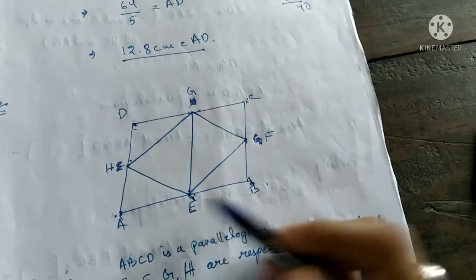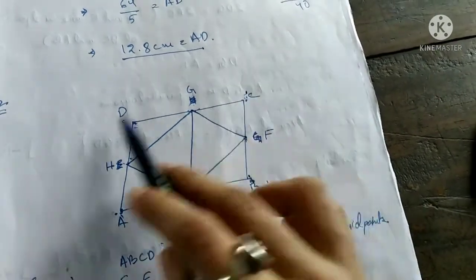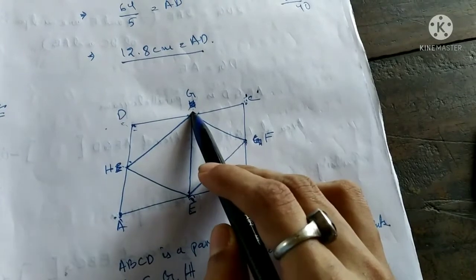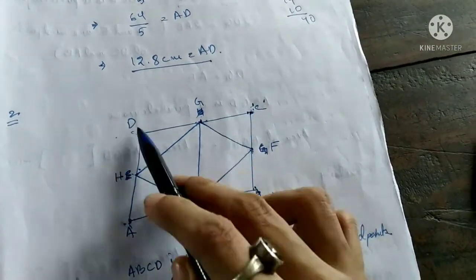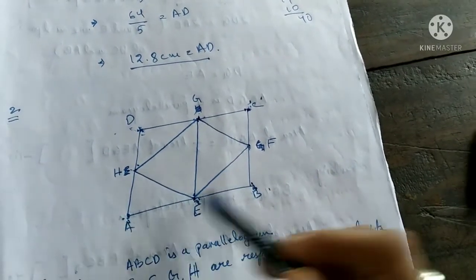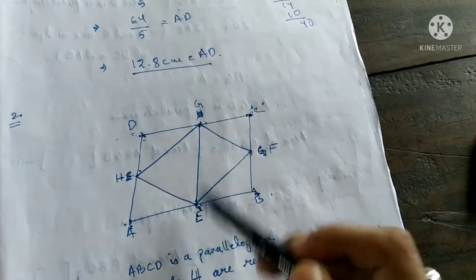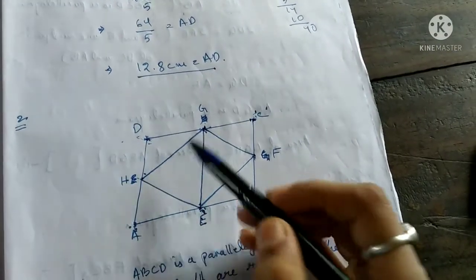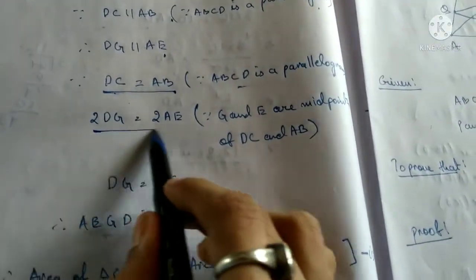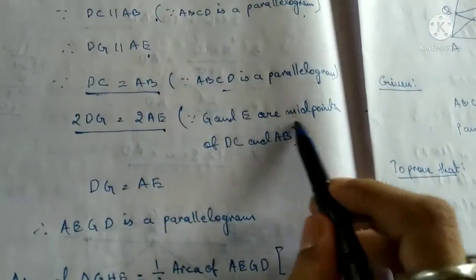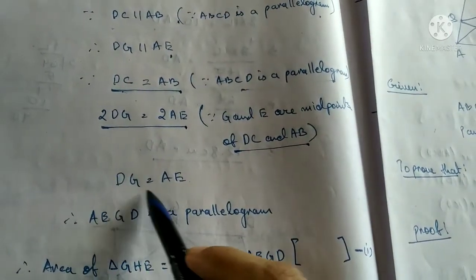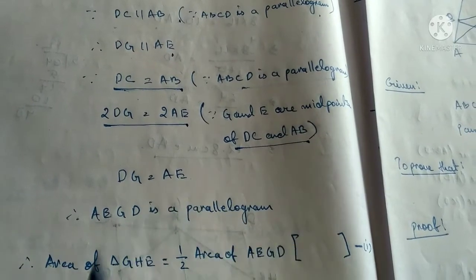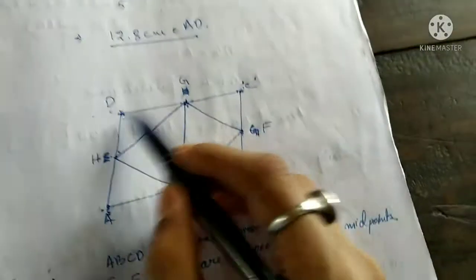So since DC is equal to AB, how can I write DC? I can write DC as twice DG because G is the midpoint of DC. Instead of writing DC I can write twice DG, and instead of writing AB I can write twice AE. So next I can write twice DG equals twice AE, since G and E are the midpoints of DC and AB. Now the 2 cancels, ultimately I will get DG equals AE.